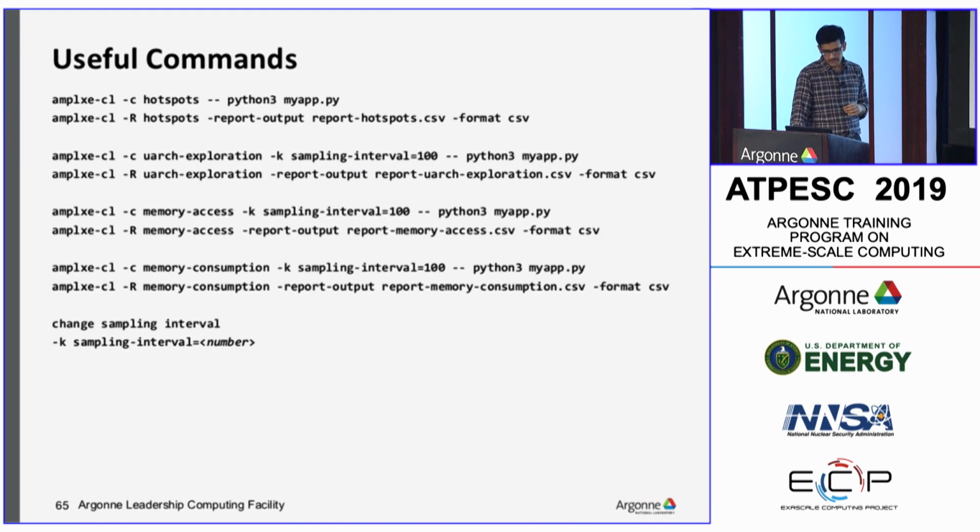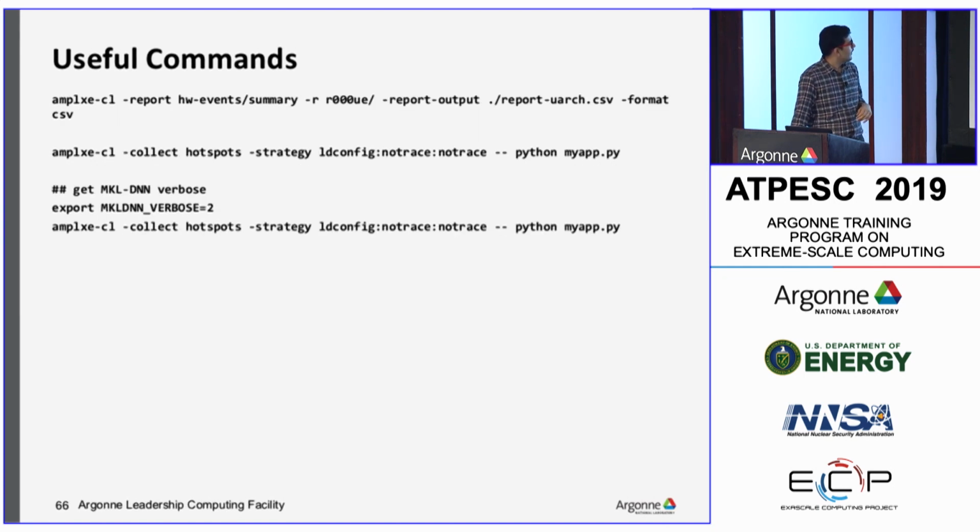There are also a couple of useful commands we could use to get the kind of information that we want, like the hotspots, microarchitectural exploration, the memory consumption, or if you want to change the sampling interval to reduce the overhead. And there's something called a summary mode: you collect all these hardware events, and you want to get only a summary of all those cluttered metrics instead of individual numbers. There are multiple ways. If you're using MKL-DNN, you could also set the verbose mode, which will give you more information that you could use to further profile and optimize your code.